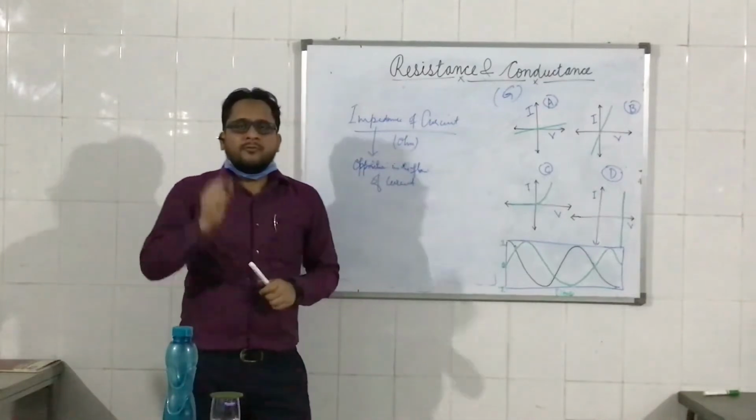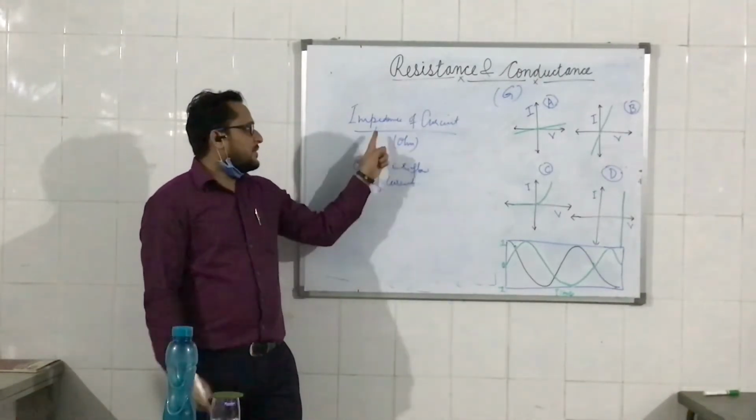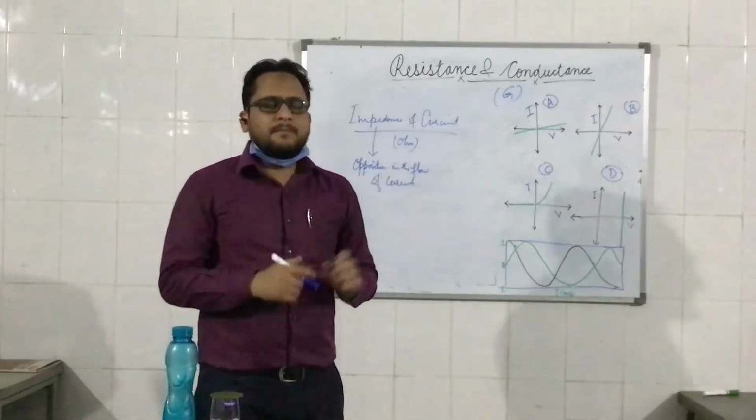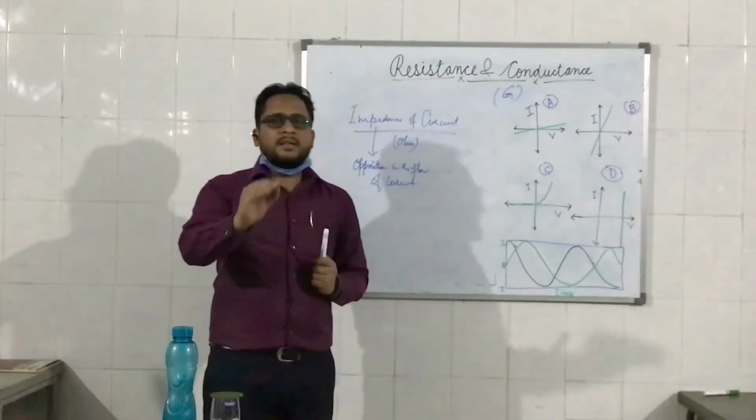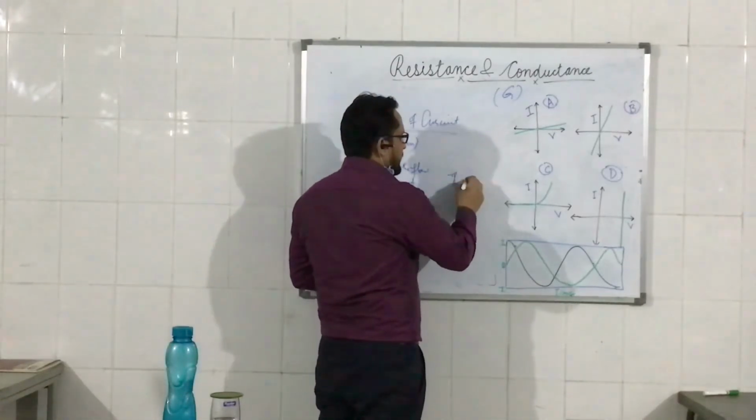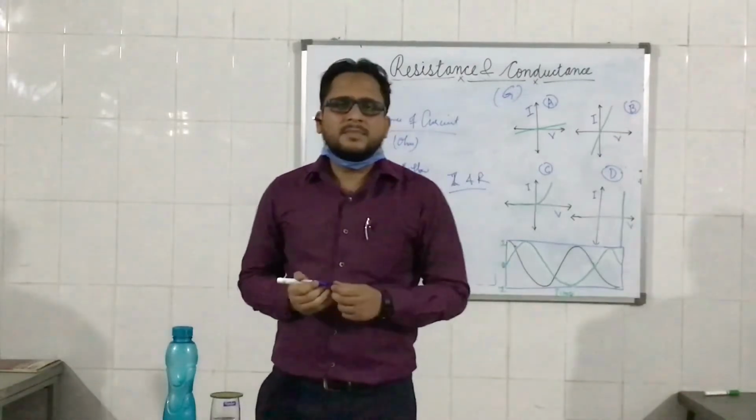And for a direct circuit, DC circuit, since the phase angle is same, there in a DC circuit, we can say that impedance Z and resistance R are same. There is no difference. Clear?